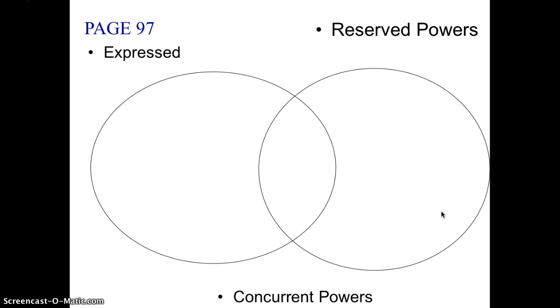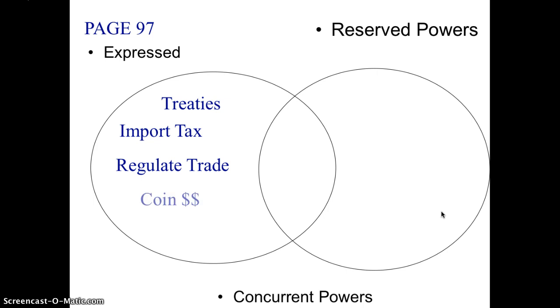Page 97 in your textbook has a really good chart to show how these express powers, reserved powers, and concurrent powers work. But we'll just take a quick look at some of those, starting with some expressed powers. These, again, are the powers that only belong to national government, such as the president's power to enter into treaties, or for Congress to set an import tax on goods coming into our country, regulating interstate trade, in other words, trade between the states, as well as foreign trade, and coining money, and of course, declaring war.